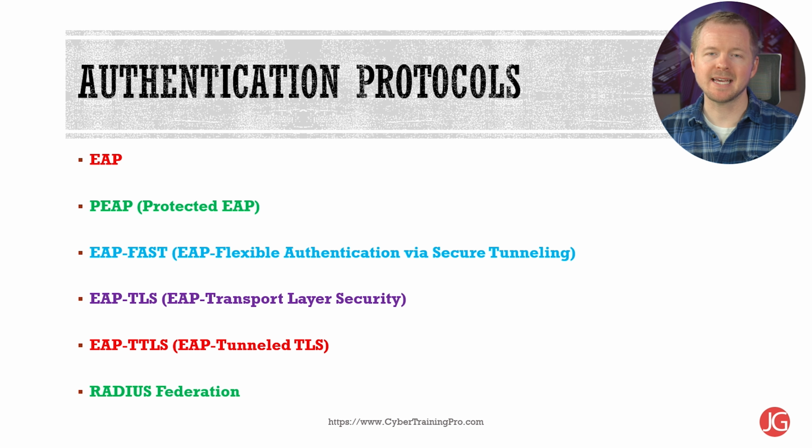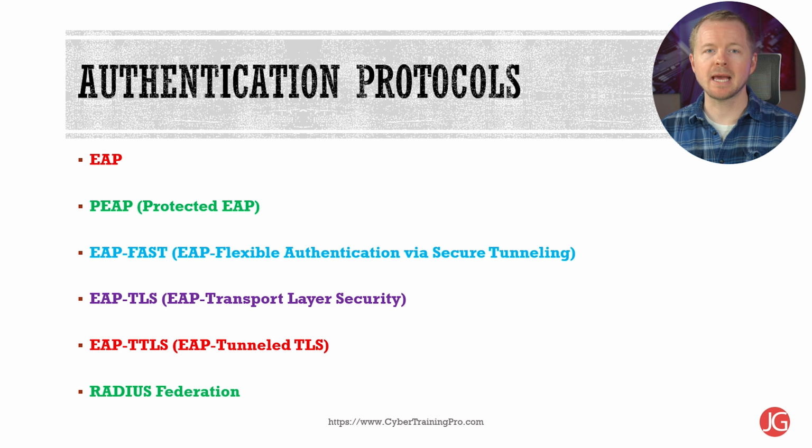We then have protected EAP, or PEAP, which adds a layer of security to EAP by encapsulating and encrypting the EAP conversation in a Transport Layer Security, or TLS, tunnel. The server requires a certificate to use PEAP, but not on the clients, and it's used with the Microsoft Challenge Handshake Authentication Protocol version 2, MS-CHAPv2.